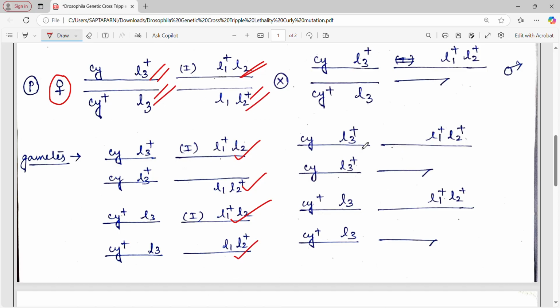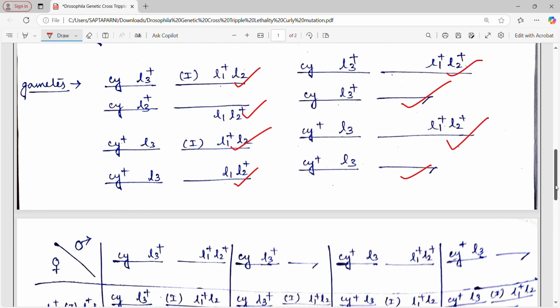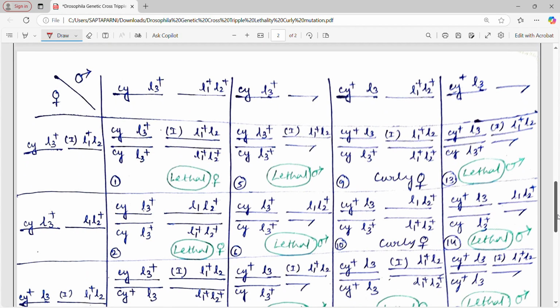From the father we can get four types of gamete. One will be CYL3 plus, L1 plus, L2; then CYL3 plus and Y chromosome. Then CY plus L3 and L1 plus, L2 plus. Then CY plus L3 and Y chromosome. So these 8 types of gametes are formed, and now let's do the checkerboard for the F1 generation progeny.